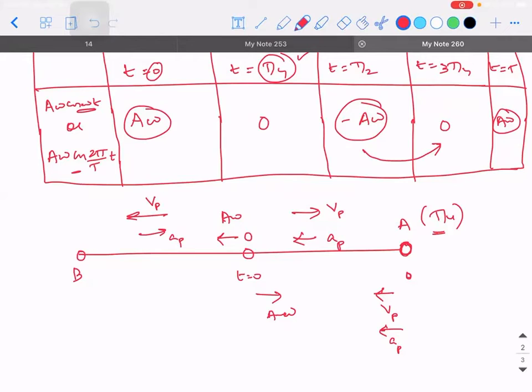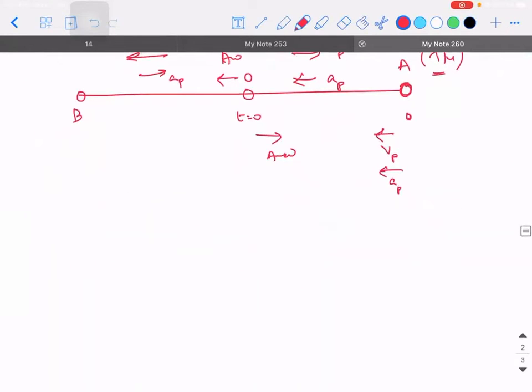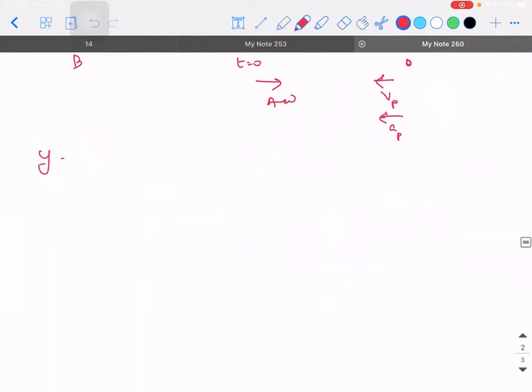In terms of questions, how they will frame is, they will ask you what is the velocity of the particle at 3T by 2. Will you be able to solve this? Suppose I have to frame a question. There is a particle which is in simple harmonic motion whose displacement equation is y = A sin omega t. Find the velocity of the particle at t equal to 3T by 2.